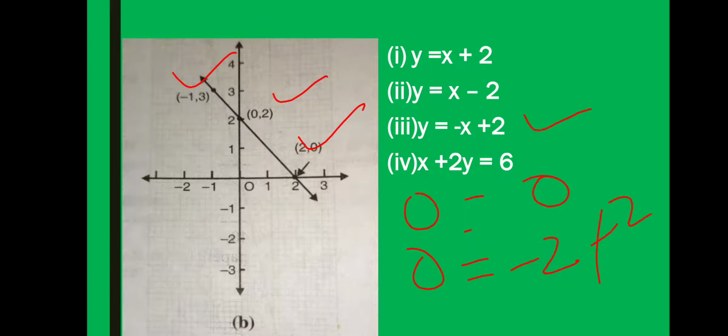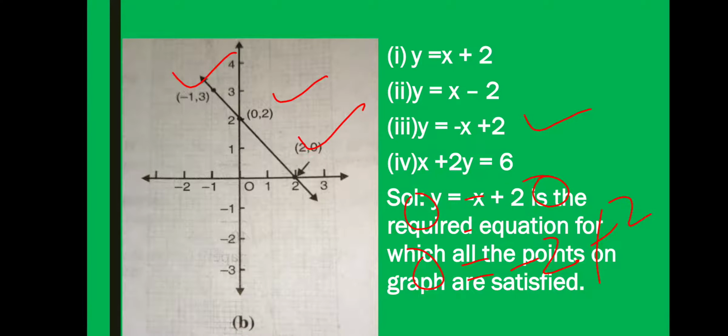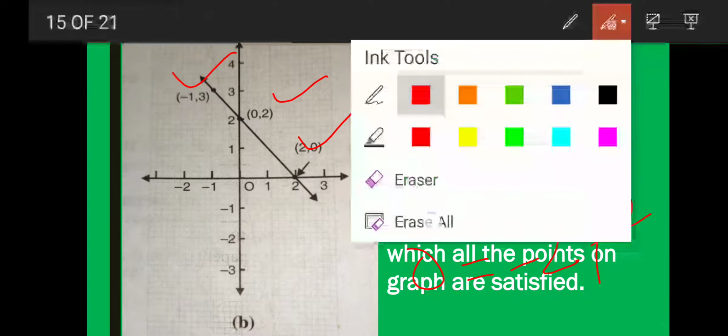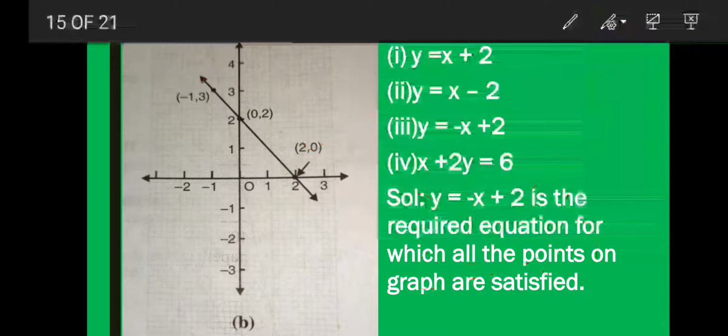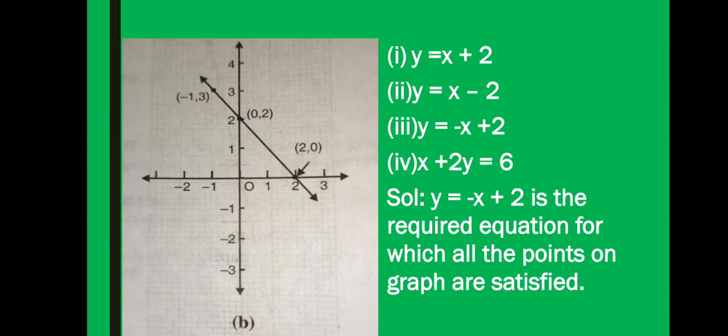It means third option, that is y is equal to minus x plus 2, is the correct option. Okay, it is the required equation for which all the points on the graph are satisfied. Okay, how we will check? We will put all these values, all 3 points, in the given equations one by one, for which all the 3 points are satisfied. That will be your answer. Okay, thank you.